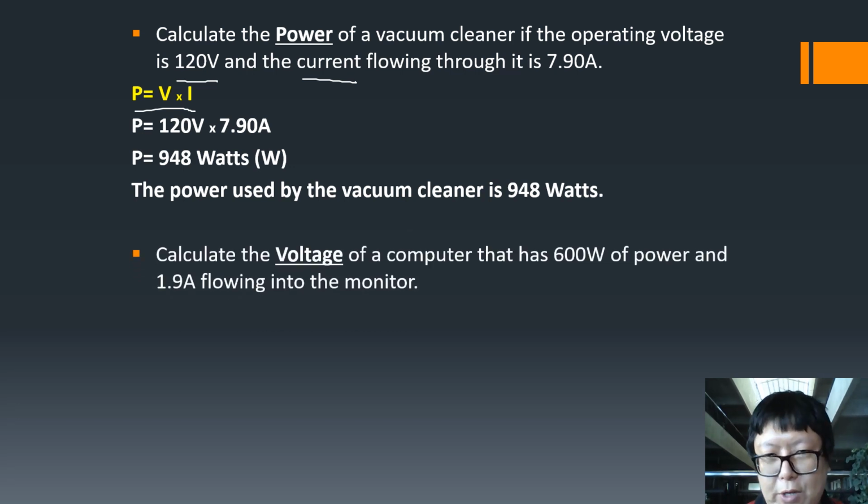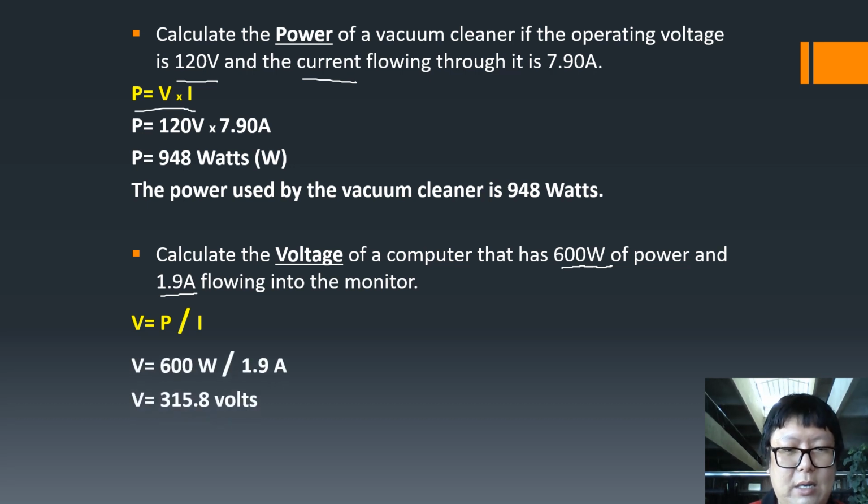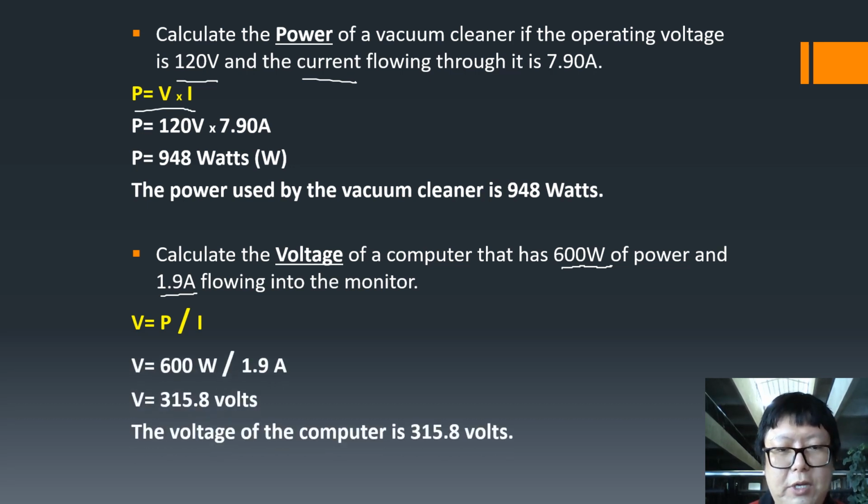Next, calculate the voltage of the computer that has 600 watt of power. So this is the power, and the I is 1.9 ampere. I think you can calculate it easily. So the voltage of the computer is 315.84.